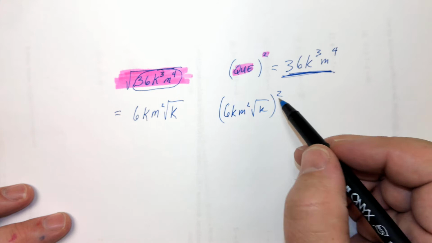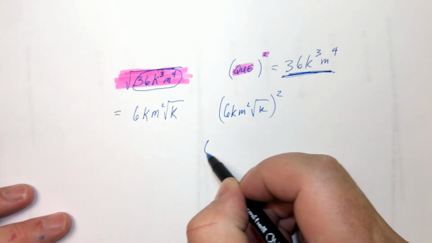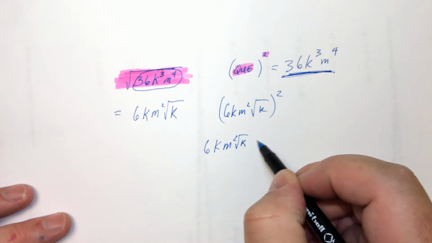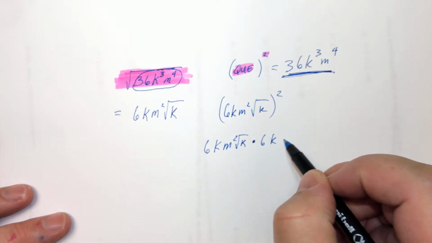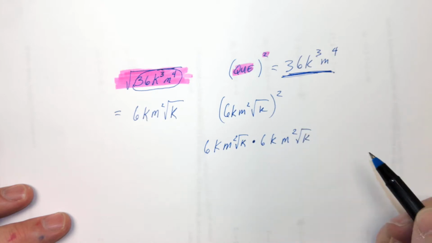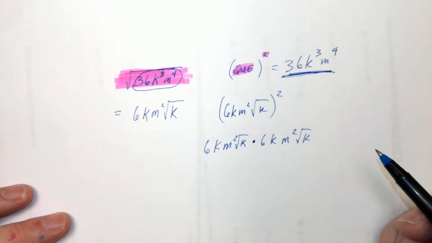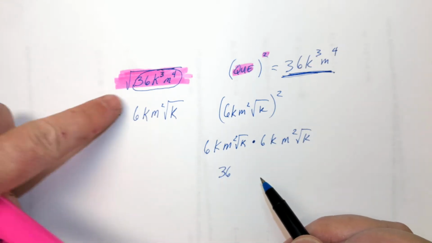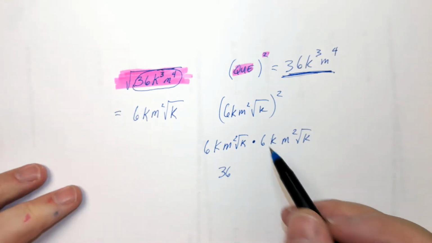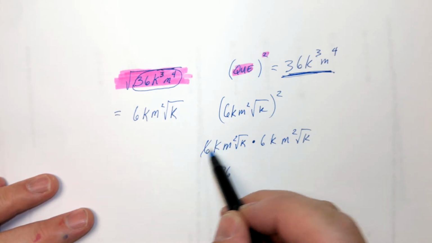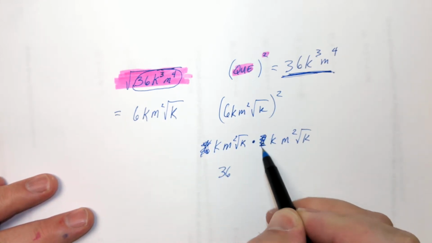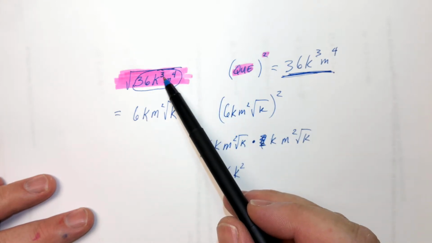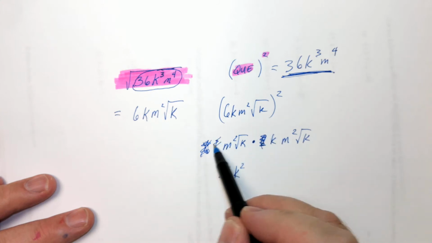So I'm going to find out. I'm going to take this number and multiply it by itself. That would be 6k m squared square root of k times 6k m squared square root of k. Multiplying that number by itself, right? 6 times 6, 36. We're looking good so far. K times k is k squared. That's making me nervous because I got a k cubed. Oh no.